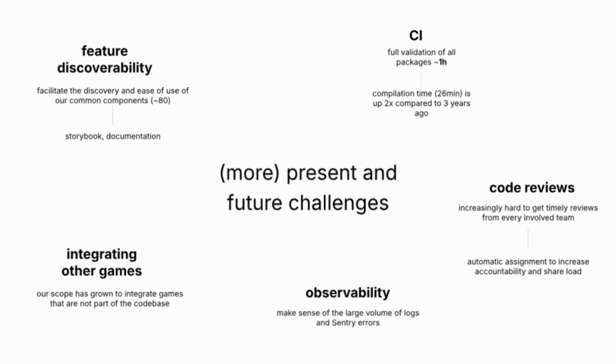Another problem that luckily only core teams face is integrating other games. Now Evolution is integrating other companies, and now you have a whole different game, a whole different stack that you need to integrate with the same feature, and of course you need to do it today. Other stuff that we face are code reviews. It gets increasingly hard to get timely reviews once you affect many teams. We built a custom script that randomizes the assignment of people to code review so that everyone shares the load, and there's also accountability that everyone learns the product.